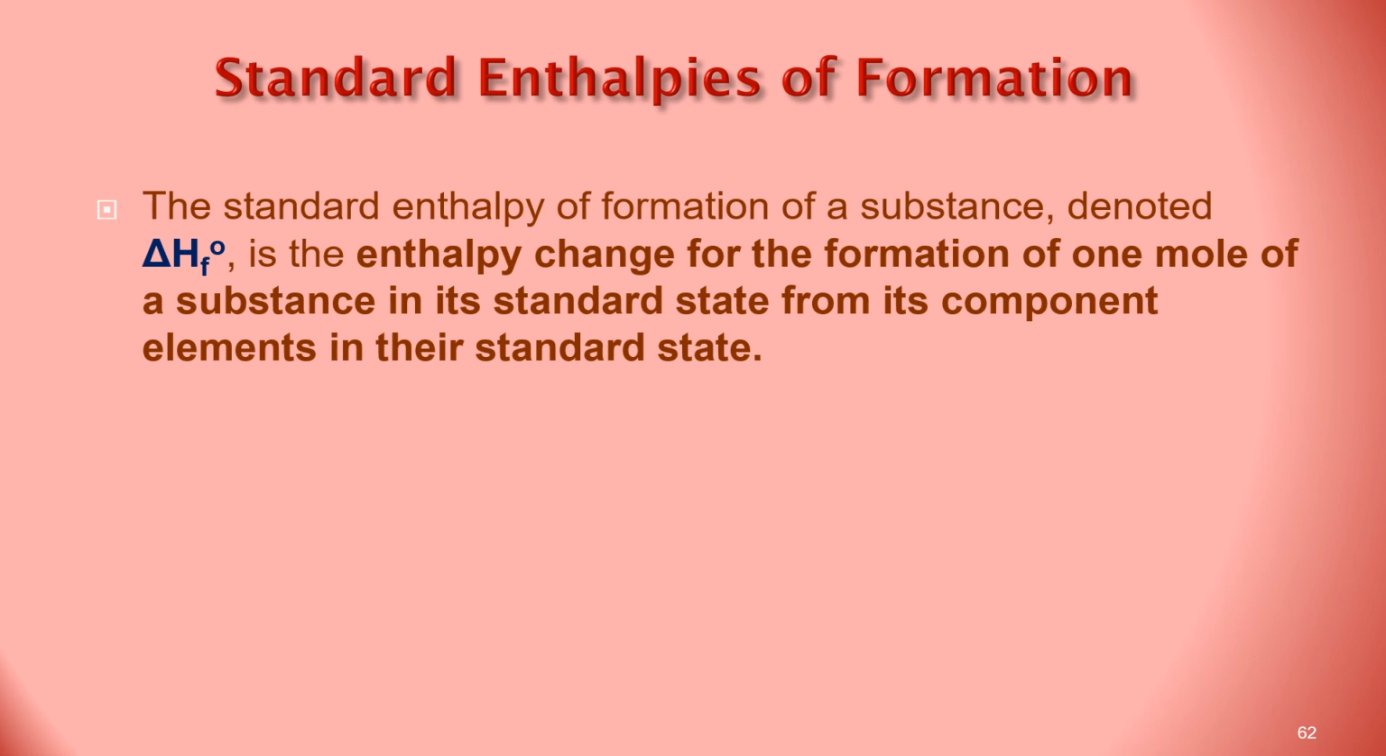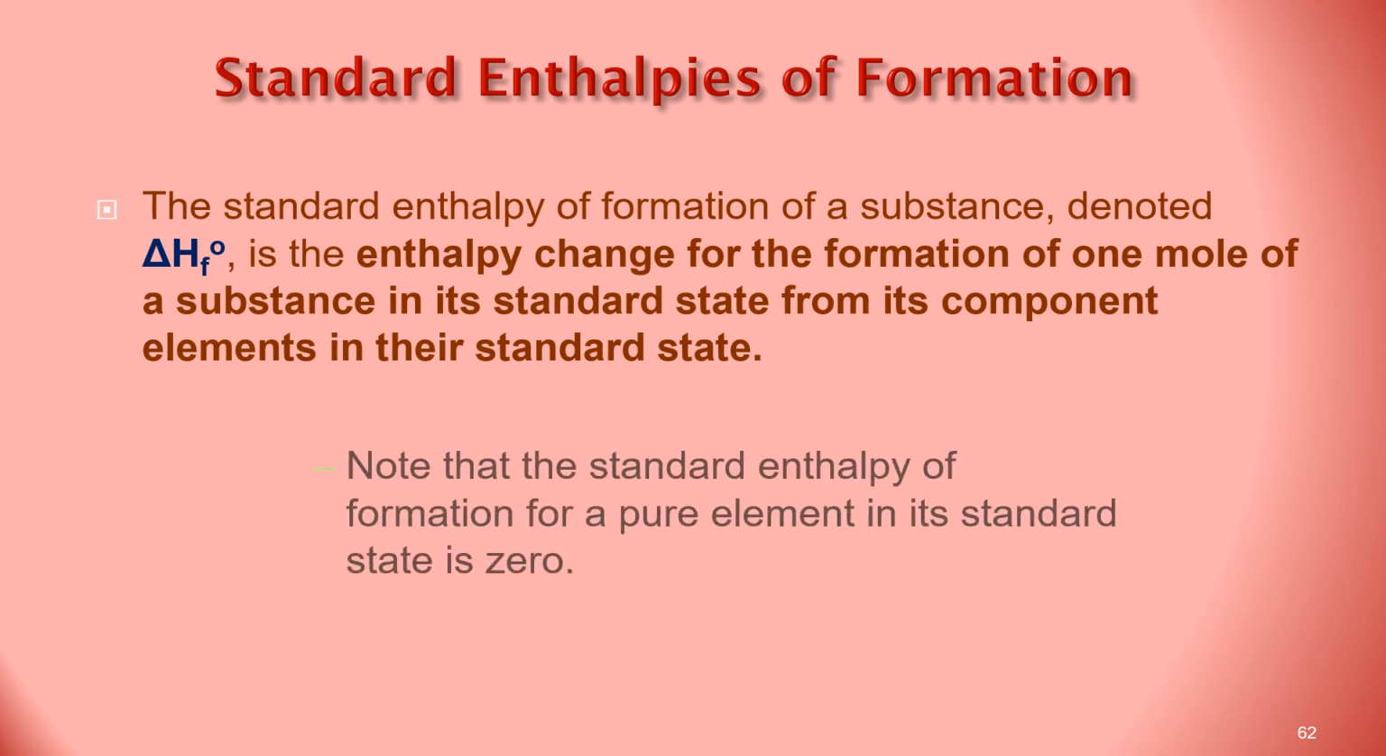So let me say that again. Let's see if we have an example here. All right, so let's say we're trying to find out what is the delta H of CO2 gas. We want the delta H of formation at standard state. Well, the standard state just means 1 atmosphere and 25 degrees Celsius. So basically, we want to know how much energy it takes to make carbon dioxide from its elements.